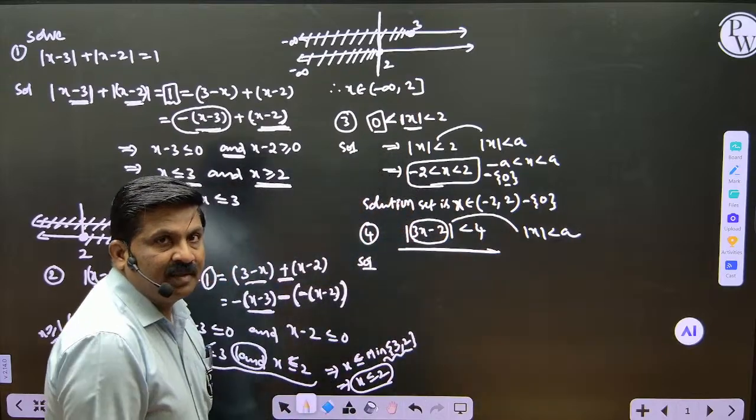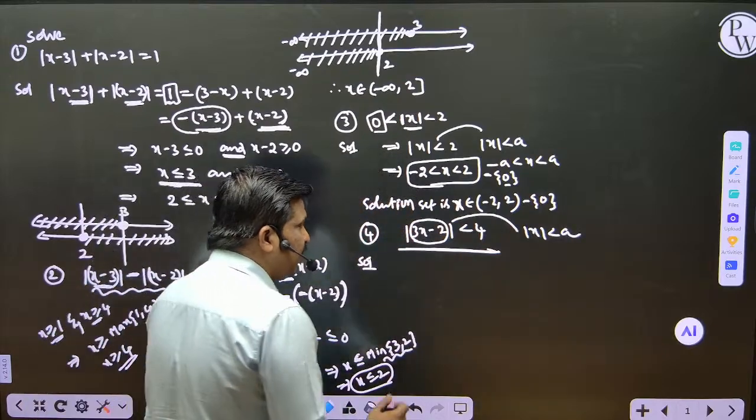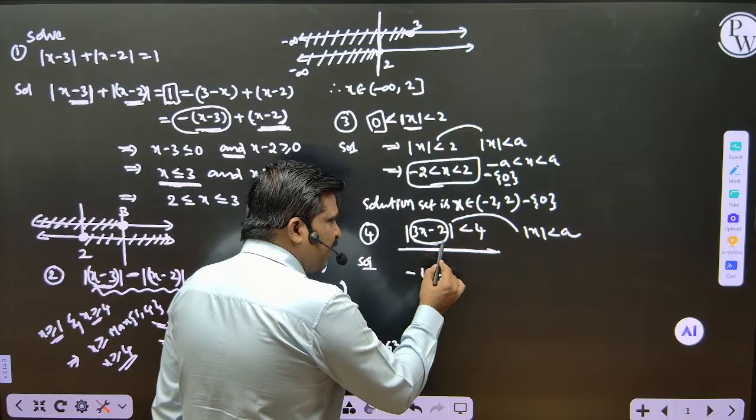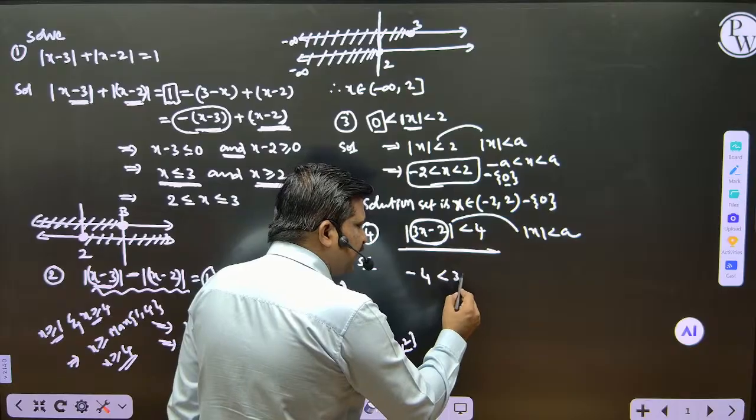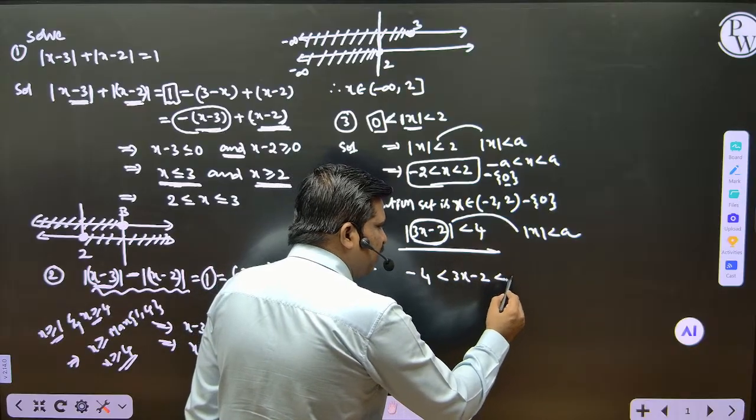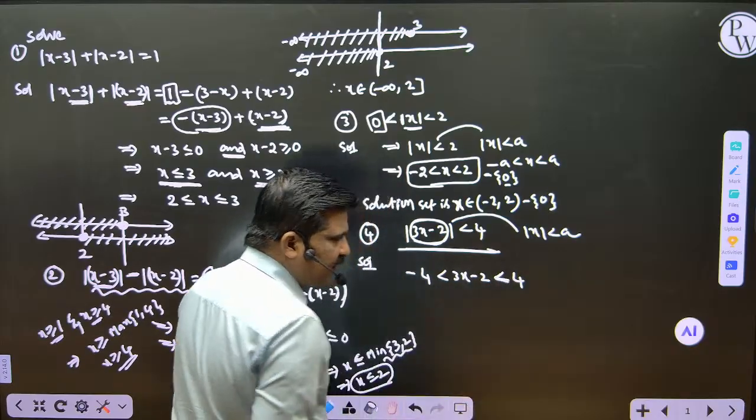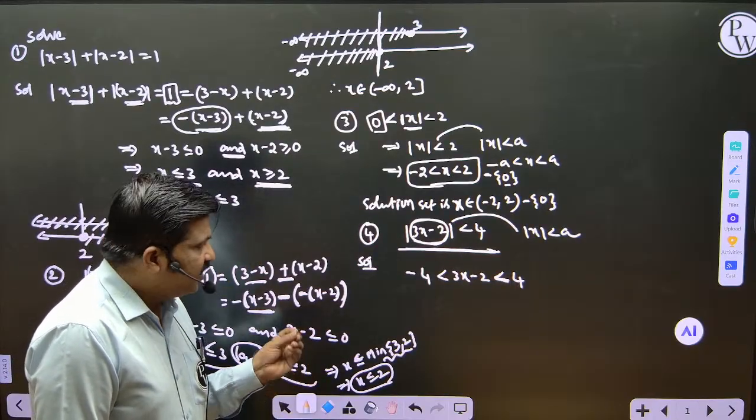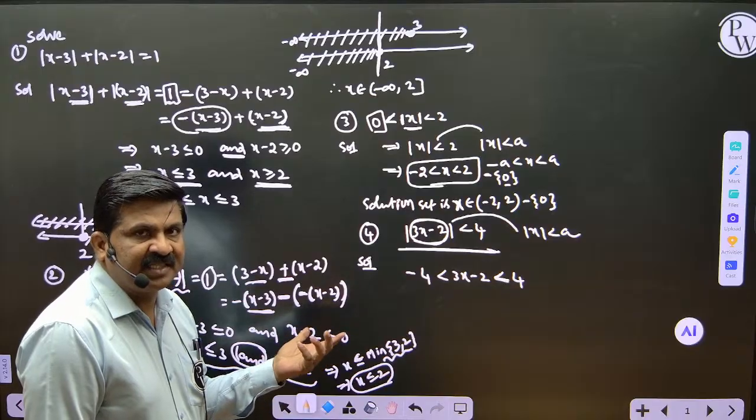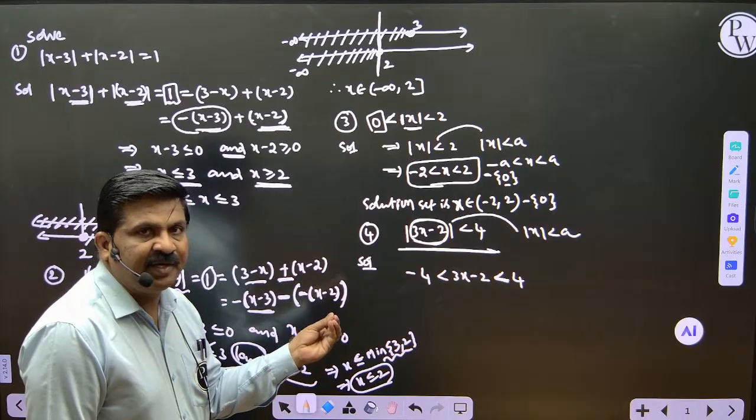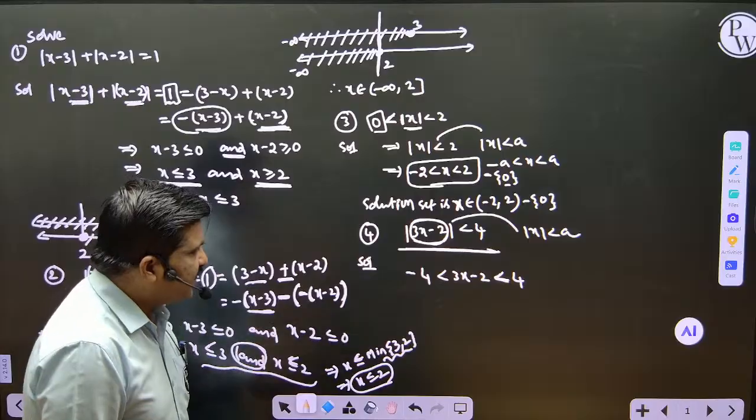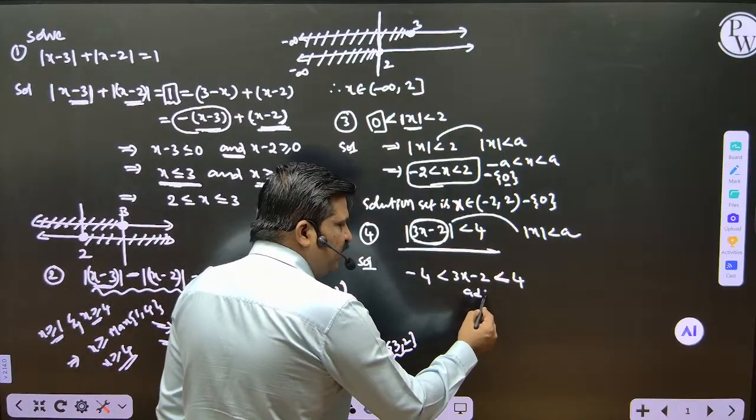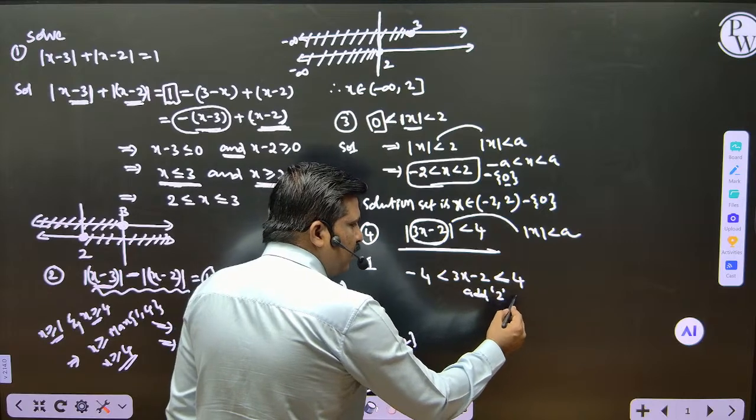Then what is the formula? Minus a less than x less than a. Here, 3x minus 2 is less than 4. But the meaning of solution here is just to find the x range, just to find the x value. That's why add 2 on both sides.